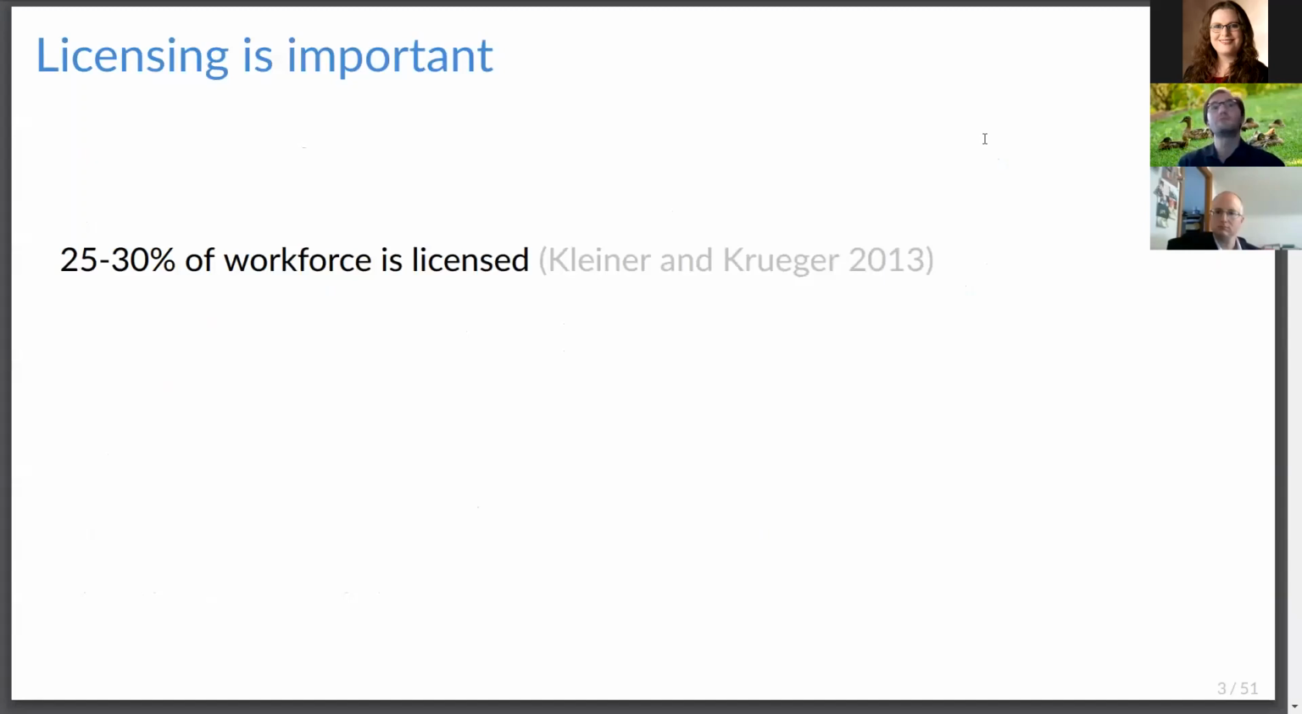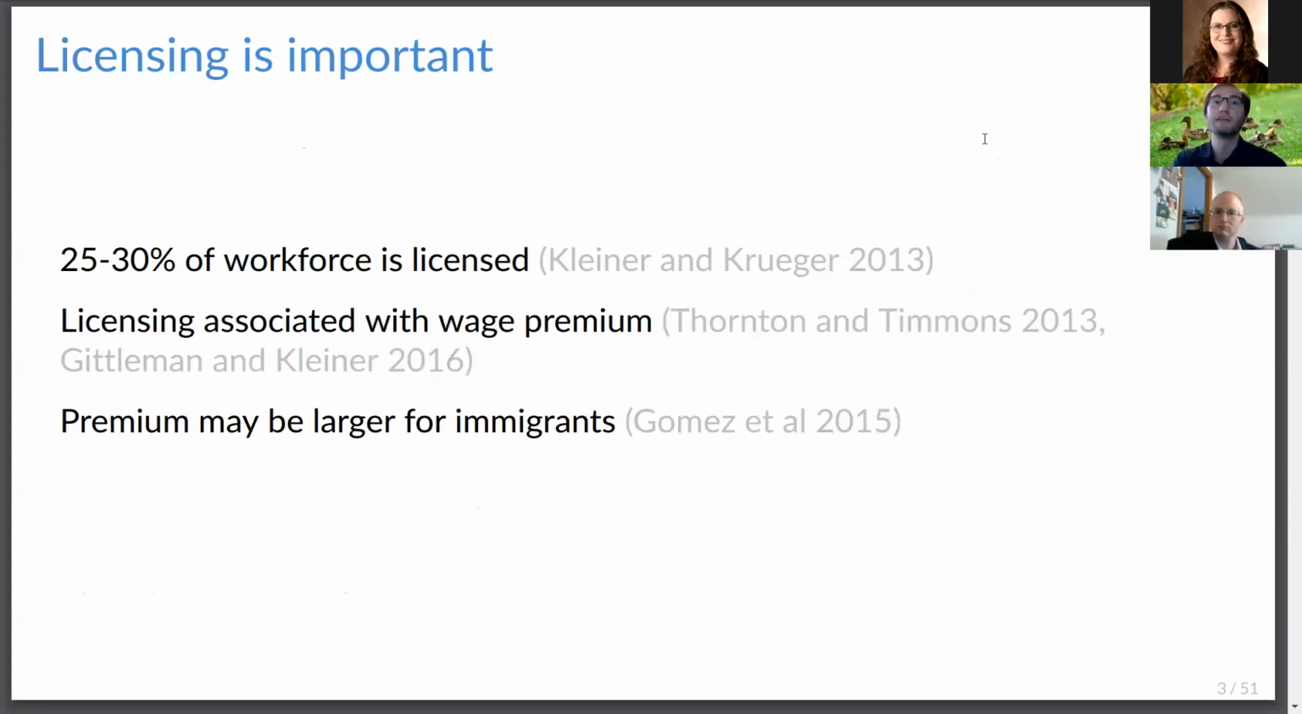So for some context, of course, we know here that occupational licensing is an important labor market institution. Somewhere around 25% of the workforce is licensed, and this is, as we've seen throughout the literature, associated with a wage premium. There is even some evidence that the premium may be larger for immigrants. And so if I'm interested in the evolution of immigrant wages over time, I think licensing as a barrier to work in certain occupations is a great place to look.